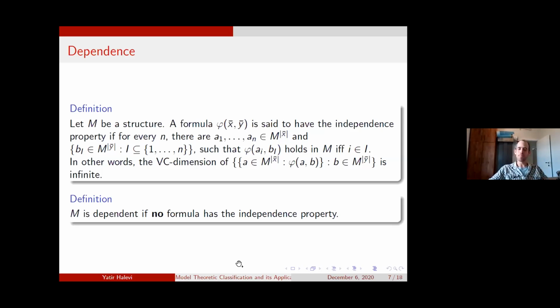M is dependent if no formula has the independence property. So it means that every time you choose a formula, there's a bound on the finite set that it can shadow. You can't find large enough finite sets. So you see, as before, the definition of stability and dependence is a purely combinatorial definition about things that you can do in combinatorics.